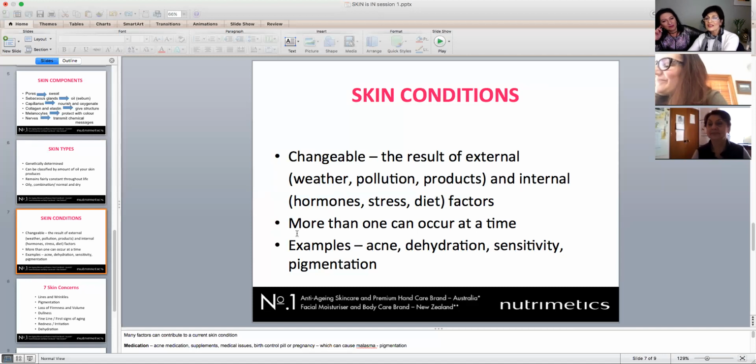Okay. So they're changeable. Like now we're experiencing this really cold weather. Then we might go to Dubai, and we're in 45-degree heat apparently at the moment in Dubai. So pollution, products, internal hormones, stress, diet. More than one can occur at a time. So you can be stressed in Dubai.